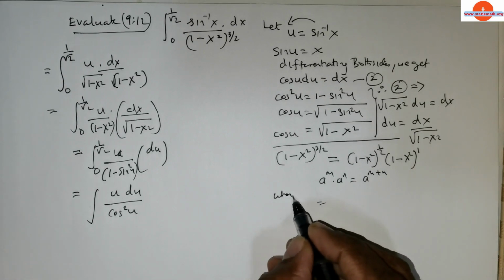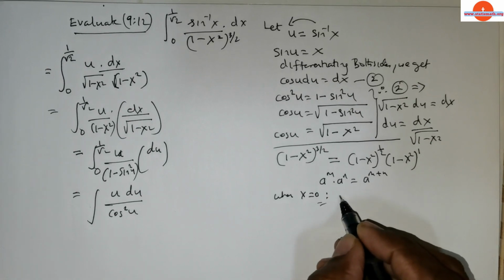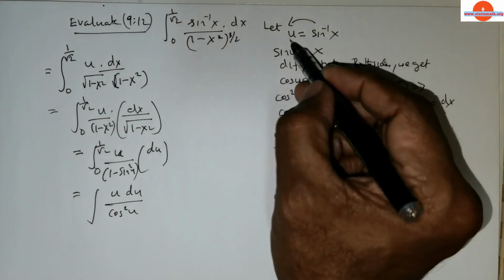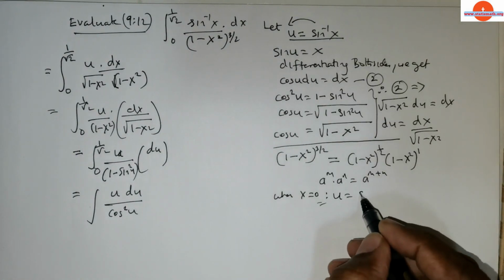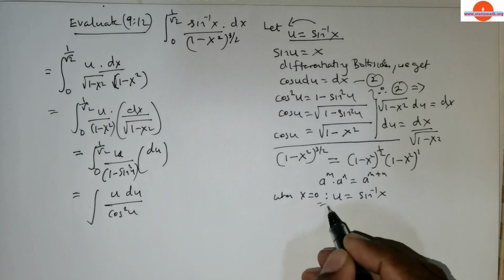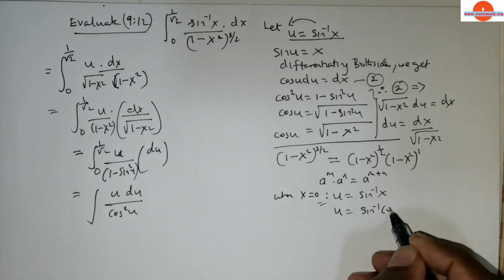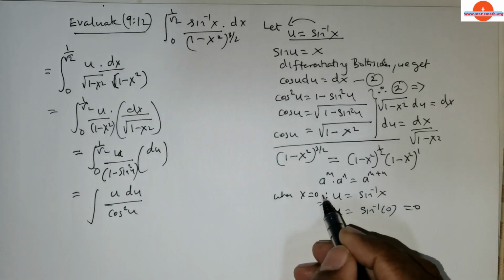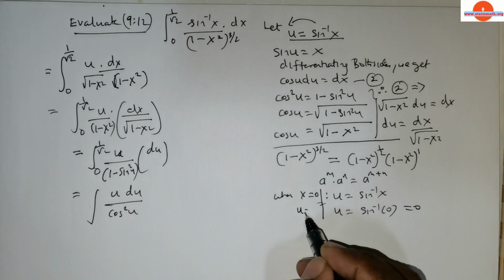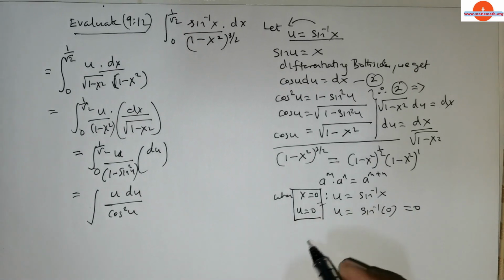Now we have to change the limits. When x is equal to 0, we need to know what happens to u. Sine u is x, but u is given to be sine inverse of x. So I substitute the value of x: u is equal to sine inverse of 0, which is equal to 0. So when x is equal to 0, the u value will also be equal to 0. This is one limit we have found.